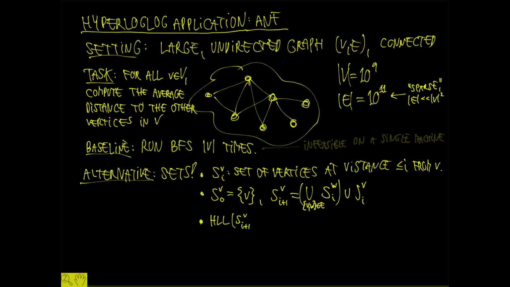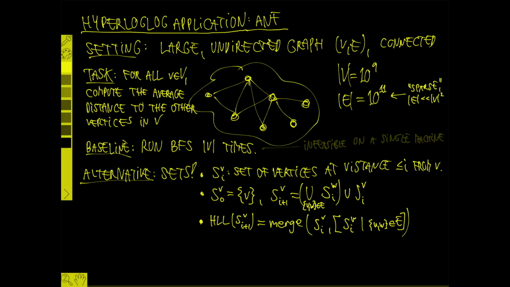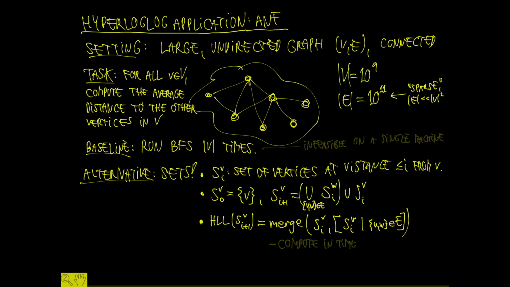Now we can use this in combination with HLL. So if we know HLL for distance at most i, we can merge them to compute HLLs for sets of vertices of distance at most i plus 1, just using the above recurrence. And all of these merges, it's easy to see that they can be computed efficiently.